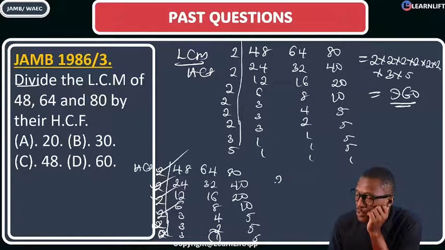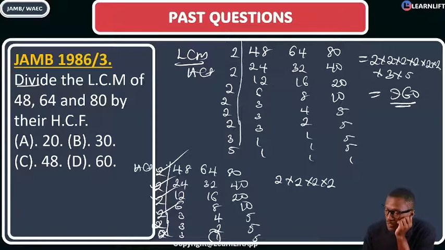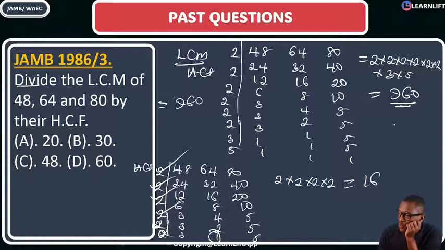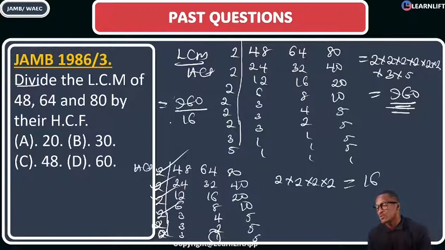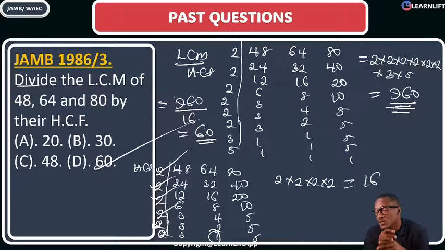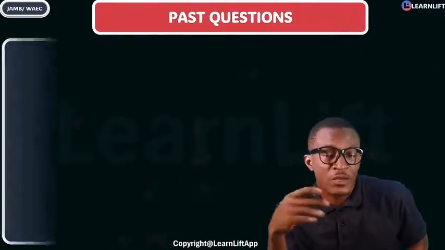So our HCF now become 2 times 2 times 2 times 2. Got it? 1, 2, 3, 4. And what would that give? That will give what? 16. So what becomes this now? The answer now becomes what? 960, which will go from the LCM divided by 16. And what's 960 divided by 16? Press calculator. So 960 divided by 16 is also going to give us your what? Your 60. Making up D. So what we did is that we got the LCM, we got the HCF, and we divided them. That's what the question says.